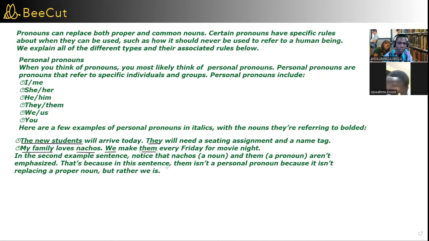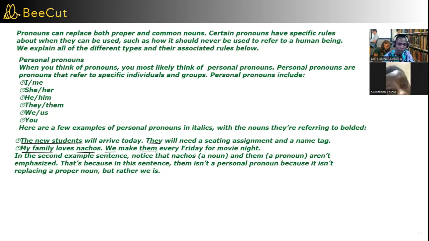Now, in the second example sentence, notice that nachos, a noun, and them, a pronoun, aren't emphasized. That's because in this sentence, them isn't a personal pronoun, but rather we is a personal pronoun. So what we're to take note of here is that we is a personal pronoun, but them is not. Just take note of that.